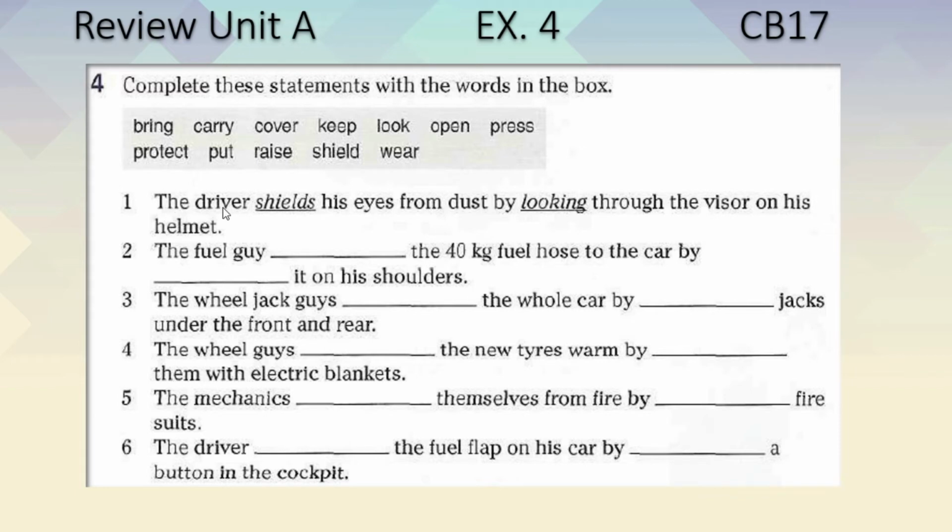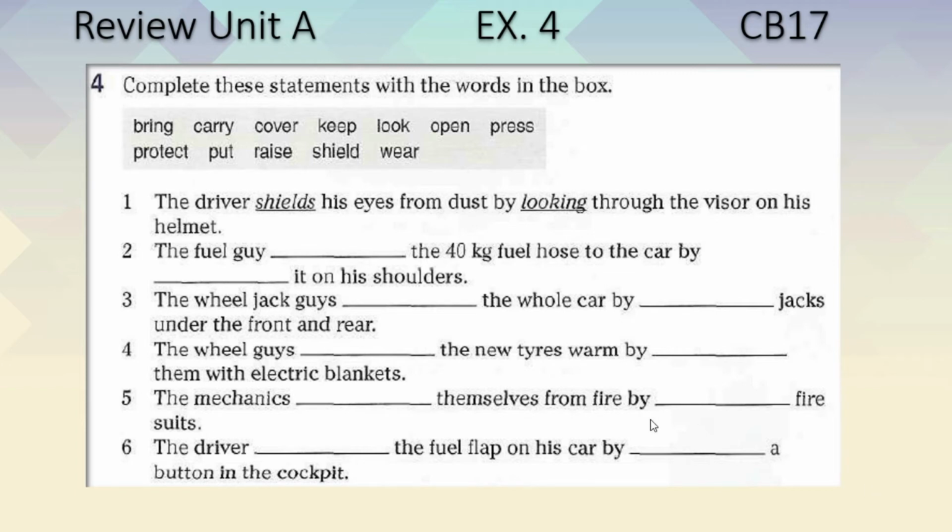Now, the driver shields. You will notice that S is added here. This is because the subject is singular. So if the subject is singular, you add S to the verb. But if the subject is plural, you don't add S to the verb. So the driver shields his eyes from dust by looking. Now here, by looking is explaining the method. So by followed by verb with ing, just like we've seen in the last slide, through the visor on his helmet. So now pause the video and try to complete the rest.